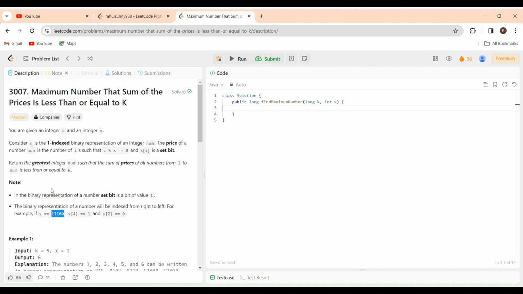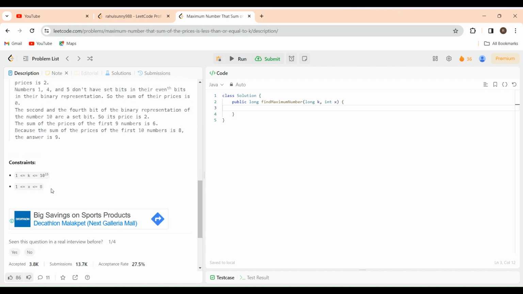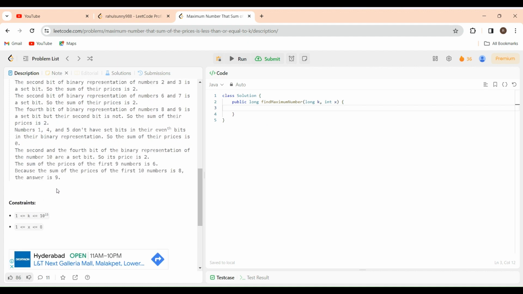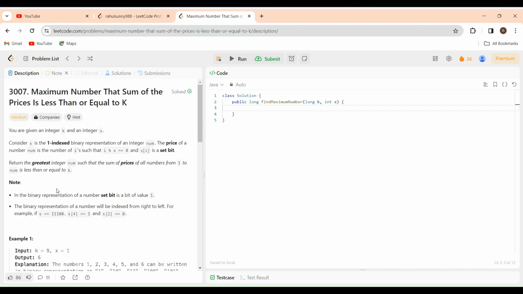Okay, so now we will look at the constants here. k can go up to 10 to the power of 15, and x is equal to 8. So now we have to consider a num such that the prices of numbers from 1 to num are less than or equal to k.